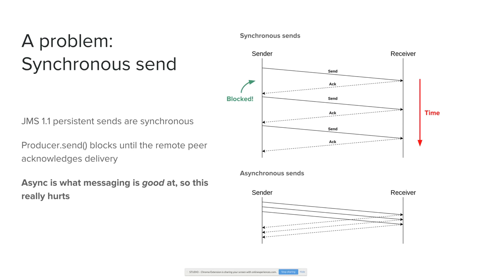So this one is a major pain point. On these diagrams here, you can see the vertical dimension is time. A send operation goes out from the sender to the receiver, and it waits for an acknowledgement. And in that period, your sender is doing nothing.